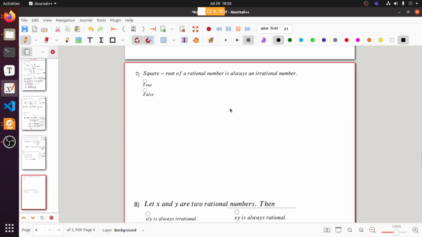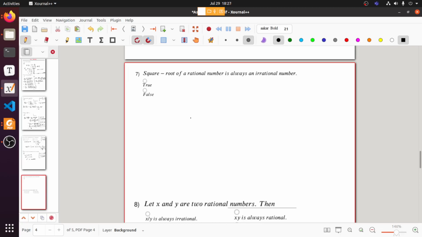What it is saying? The square root of a rational number is always an irrational number. So what do you think? Is the square root of a rational number always an irrational number or a rational number? It can be a rational number. Is it true or false? False. Can you give some example?